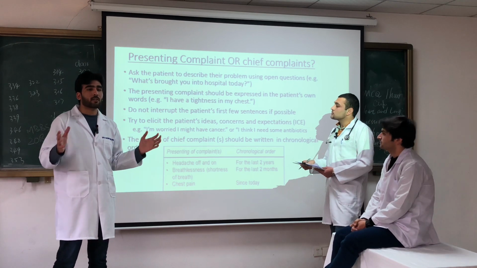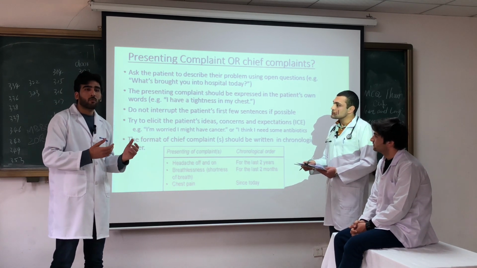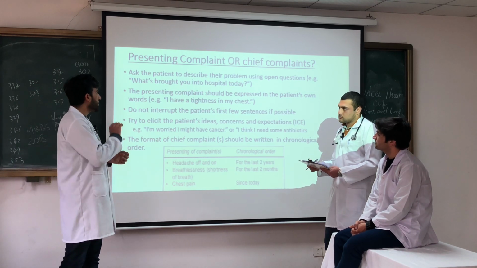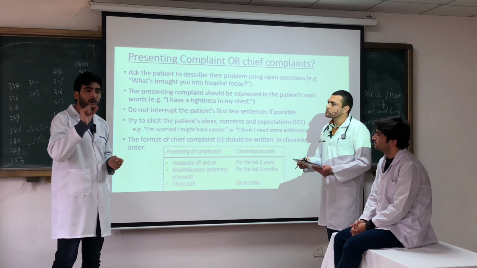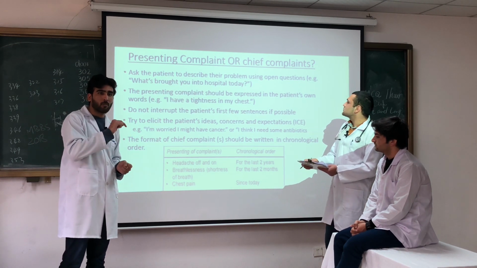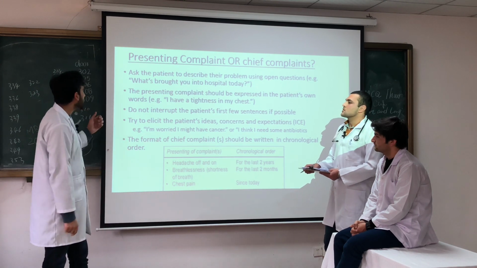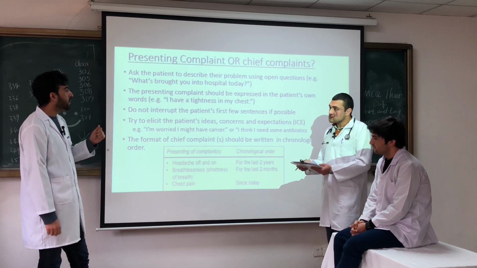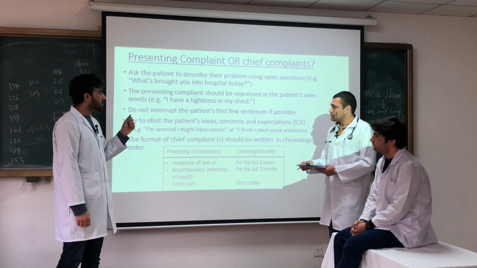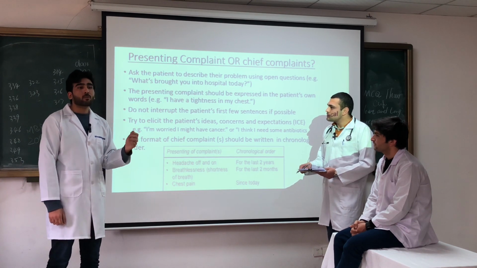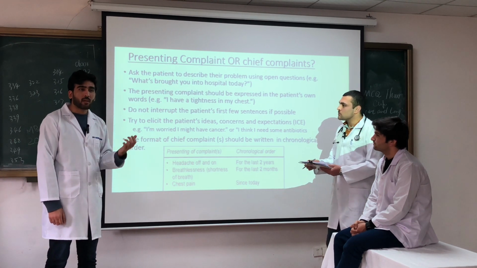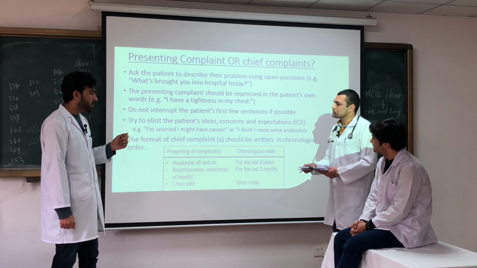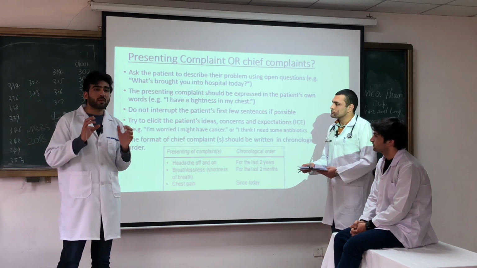An open question just asks generally, what is your problem, what has brought you into the hospital. After that, if the patient says I have this problem, then ask about the specific things about that problem. That is the closed question. The presenting complaint should be expressed in the patient's own words, for example, I have a tightness in my chest. If we next ask what kind of tightness, is it like pain, that is a closed question. Do not interrupt the patient's first few sentences if possible, because they are really explaining the main problem.